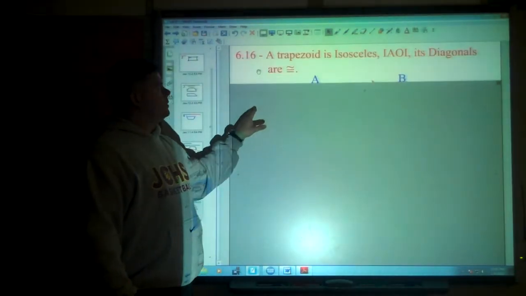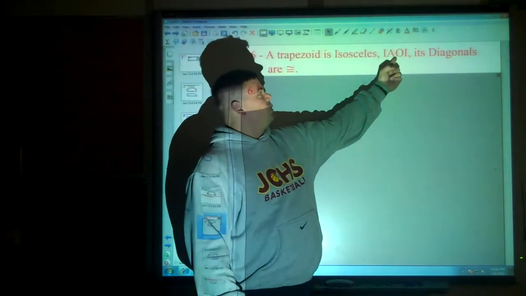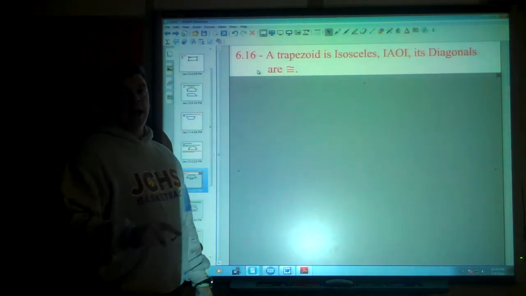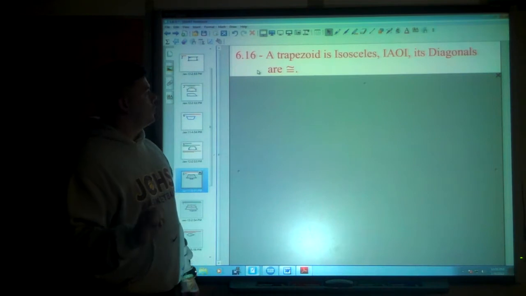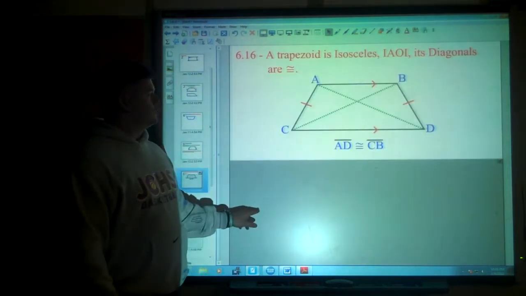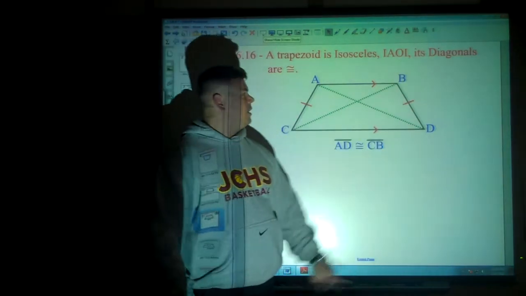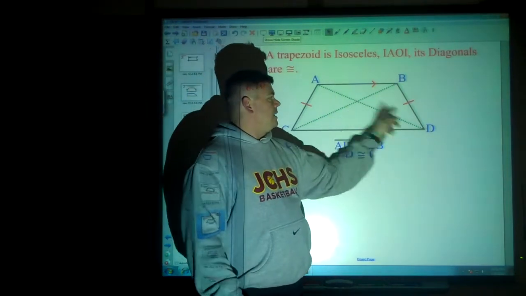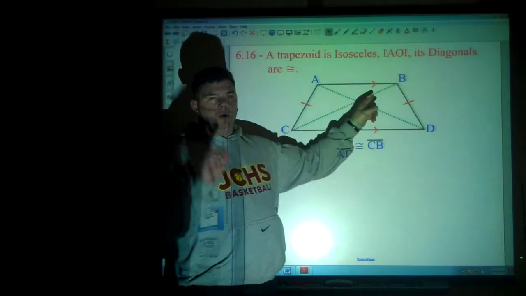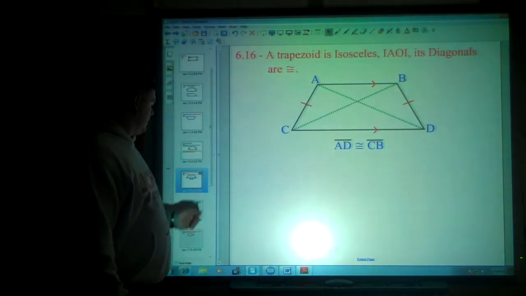Some more about trapezoids. A trapezoid is isosceles, and remember this stands for if and only if, its diagonals are congruent. So if the diagonals of your four-sided quadrilateral that's a trapezoid are not the same, it's not isosceles. So for the legs to be congruent, the diagonals have to be the same. So A to D would be exactly the same length as C to B. If they're off by even so much as a little bit, that means these legs have to change, therefore they would not be the same length.